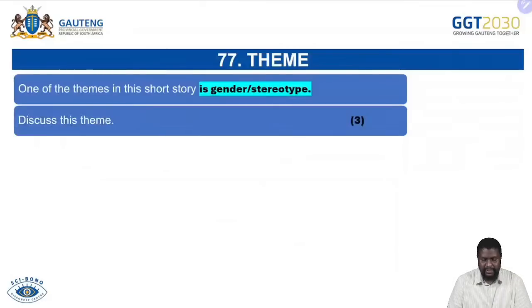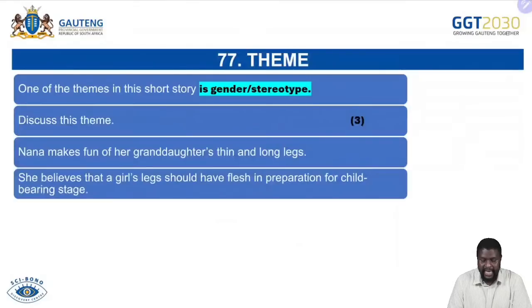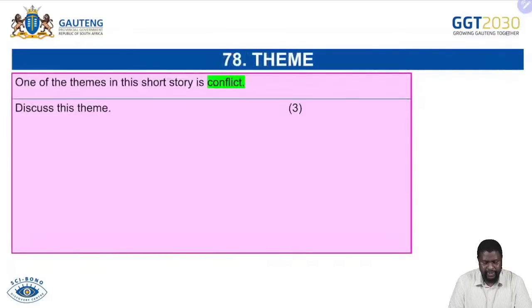The theme in the short story is gender stereotypes. Why? What is it that we see that can be said to be gender stereotypes? Examples. Nana makes fun of her granddaughter's thin and long legs. She believes that a girl's legs should have flesh in preparation for the childbearing stage. That's a gender stereotype, that women should have such legs. Nana believes that Ajwa is less likely to be a good woman for this reason. Nana does not send Mommy to school because she believes women do not need to be educated. It's not just any stereotype here, grade 12. It's gender. So you need to understand the question so you can give relevant answers.